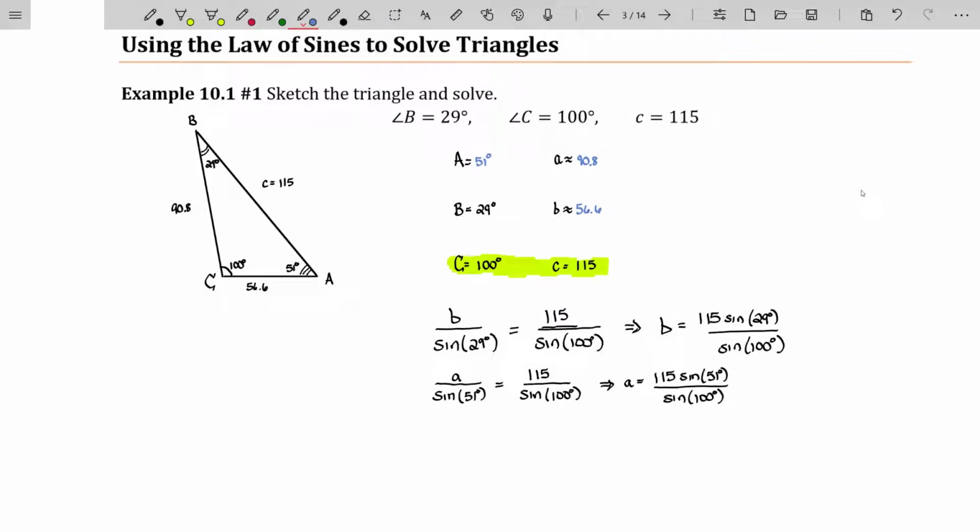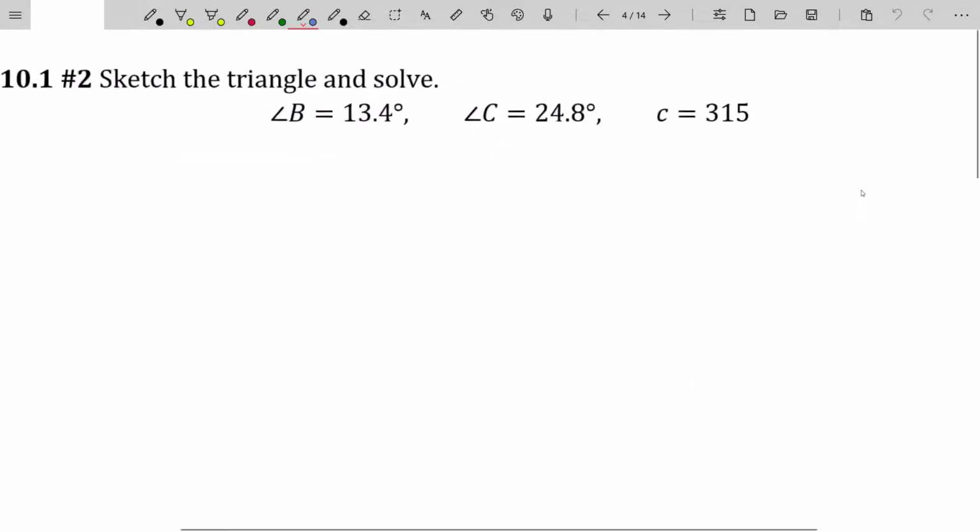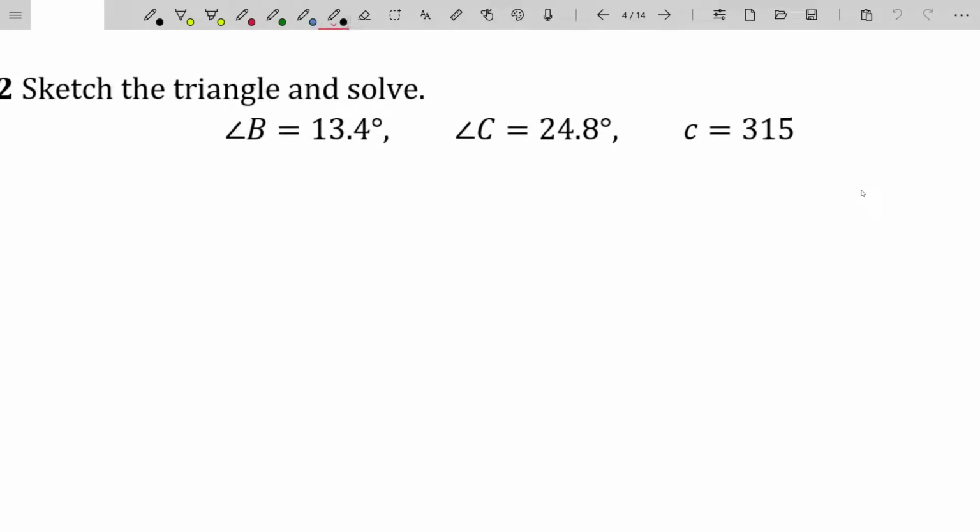When you're learning the law of sines, it's best to do as many problems as possible. So here's another sketch and solve. And again, I don't start by sketching. In fact, I rarely even do any sketching here, but I'll just draw out the table: angle A, angle B, angle C, and then side A, side B, and side C.